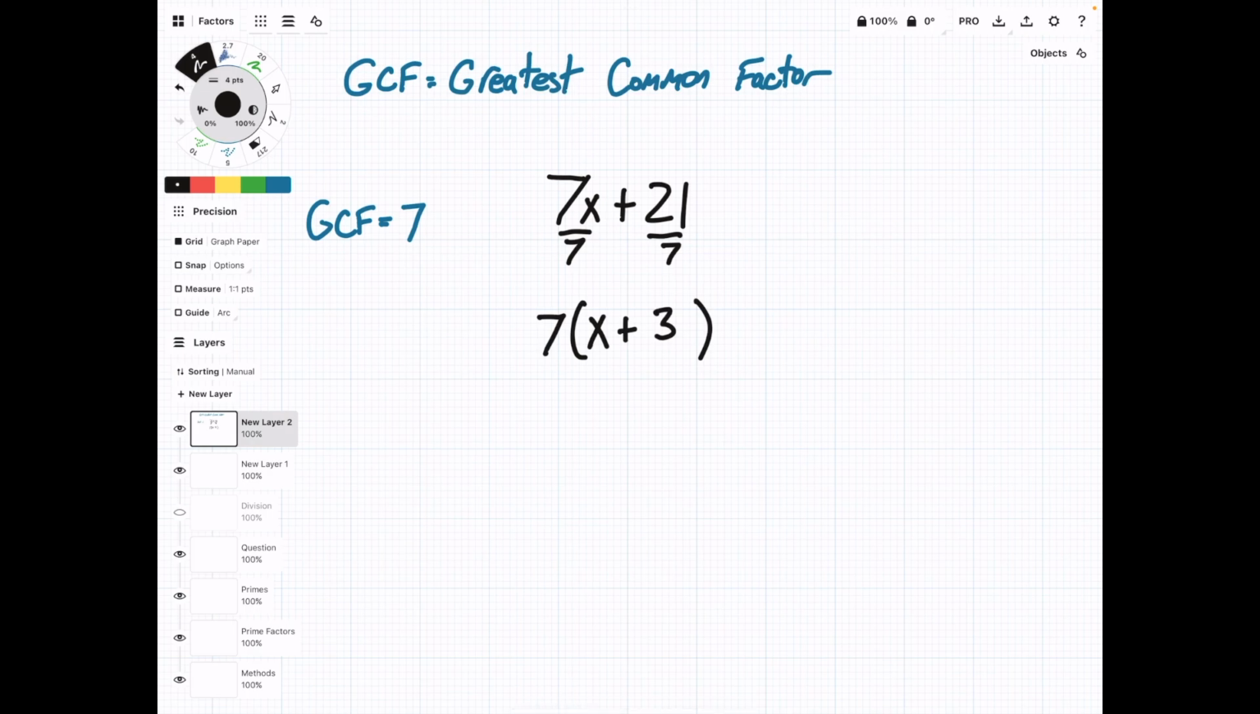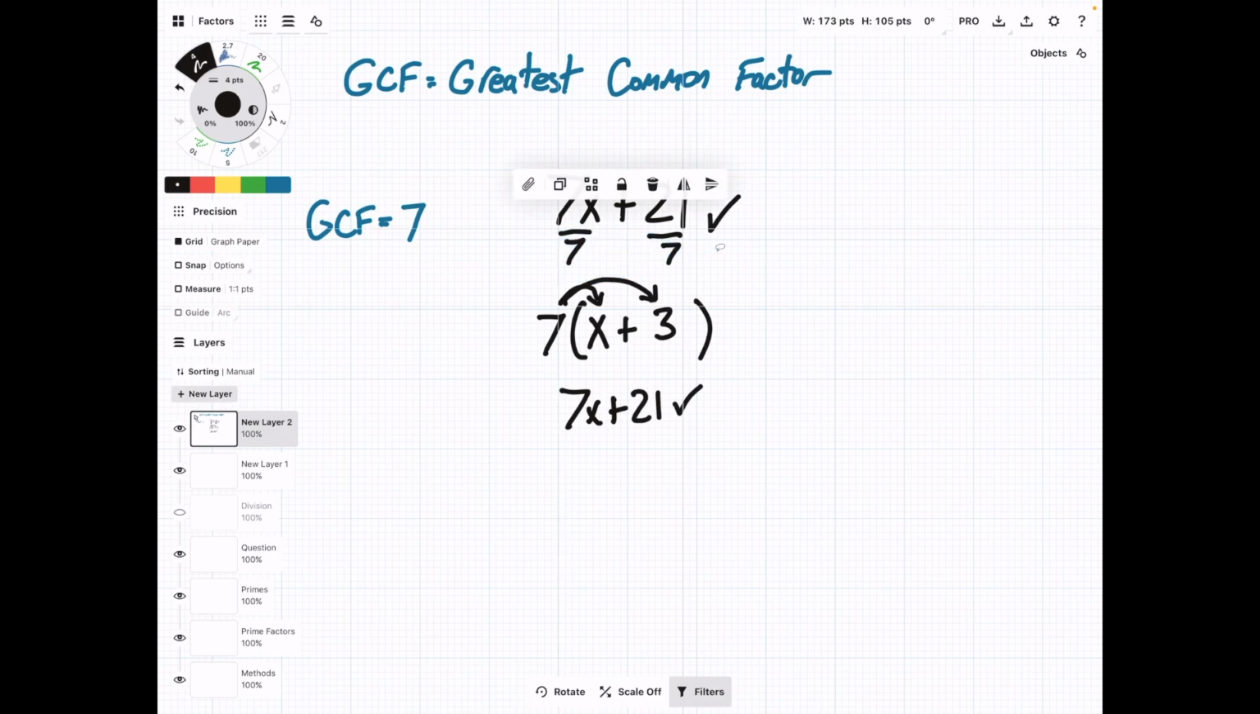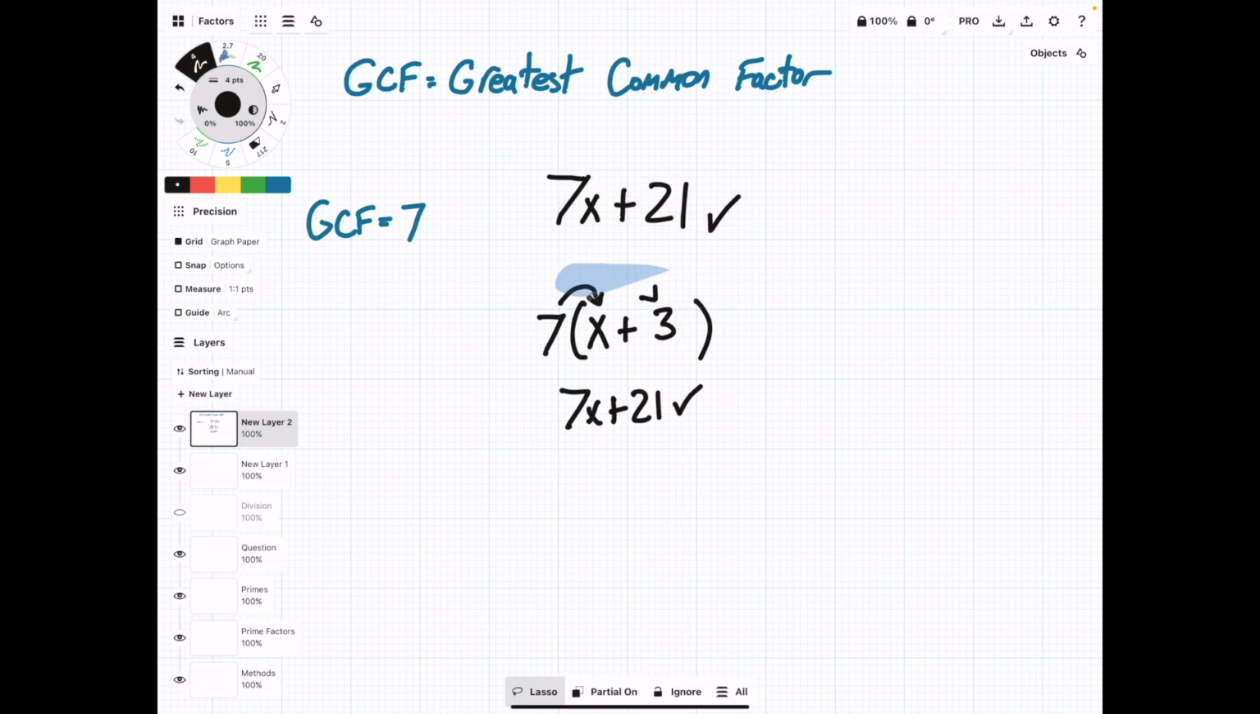You can verify that it's right by multiplying it back out. So 7x plus 21, that checks out. Of course, this is a very simple problem, so it might seem obvious to you, but in the future, if it's a longer problem, the same sort of distribution method for checking will work.